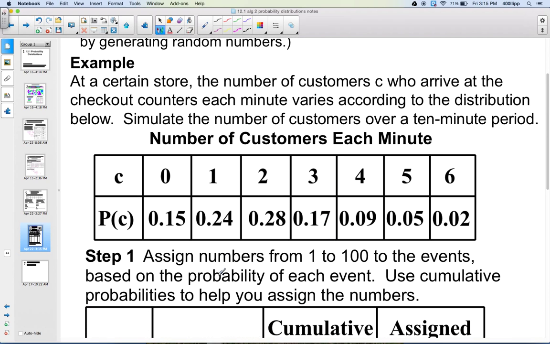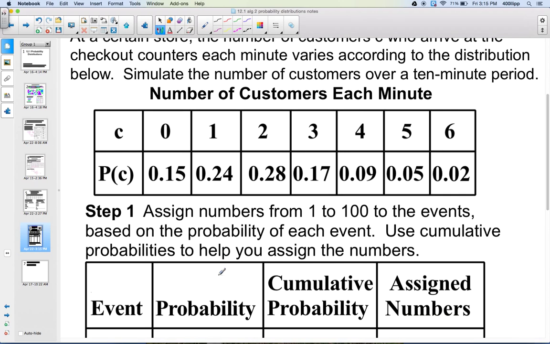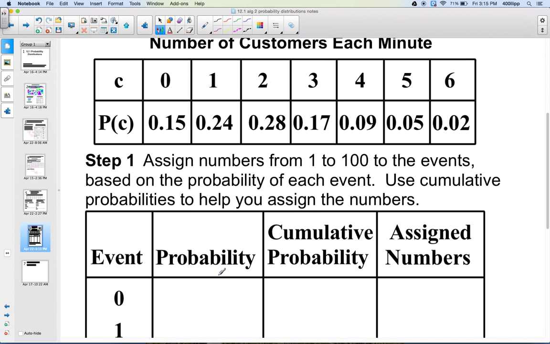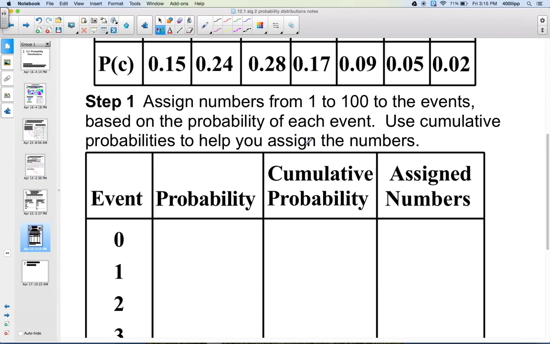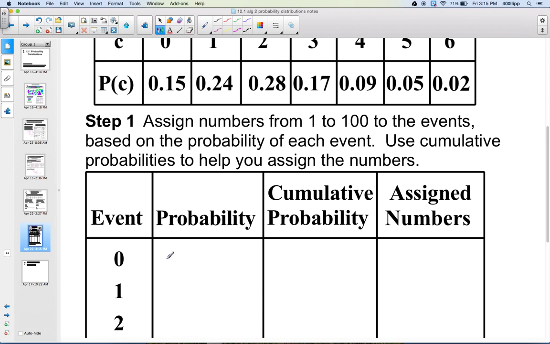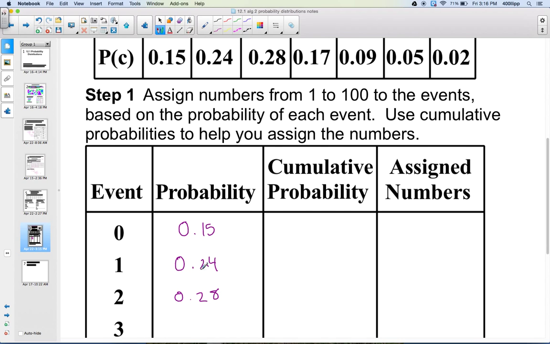So what we're going to do here is assign numbers from 1 to 100 to the events. We're going to write this in here. The probability of having 0 customers would be 0.15, and I'm just taking this from the chart above. The probability of having 1 customer is 0.24. The probability of 2 customers is 0.28. 0.17.